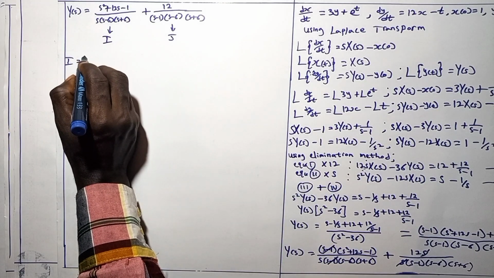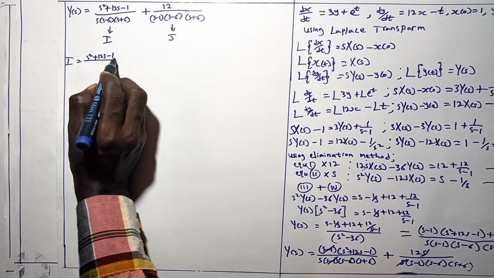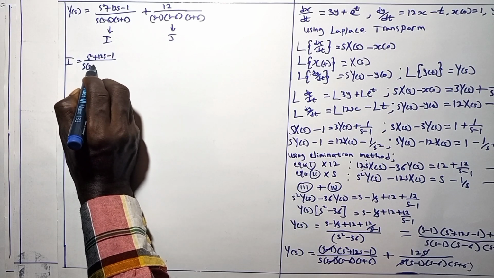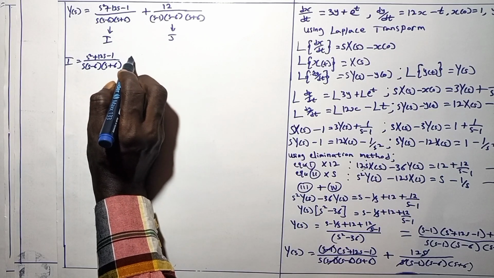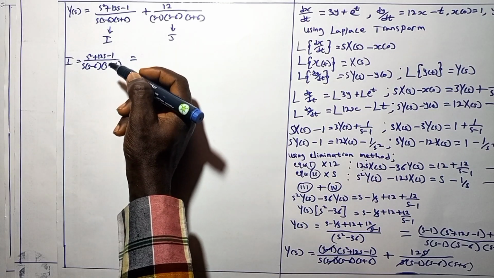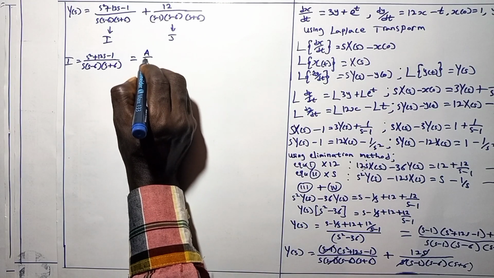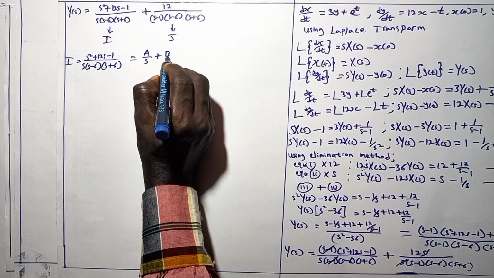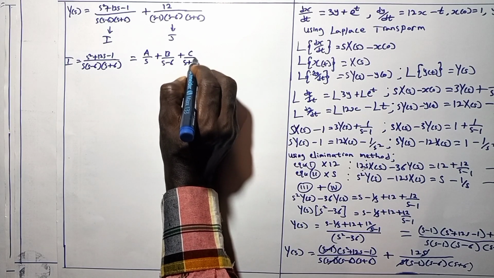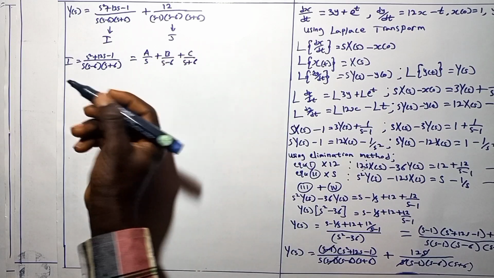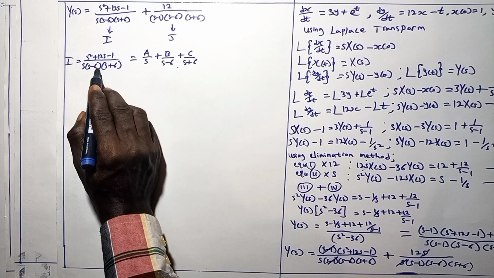Now, which is s squared plus 12s minus 1 over s times (s minus 6) times (s plus 6). So now to split this into partial fractions, we just have to take A over s, B over s minus 6, then C over s plus 6. So this gives us, take the LCM of this, it will give us something like this.